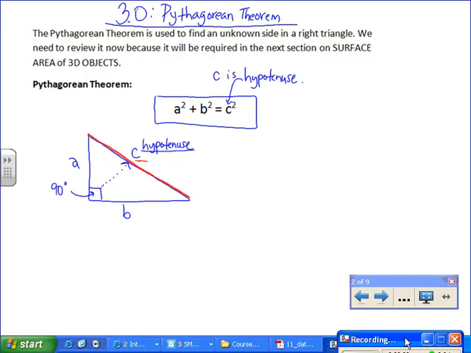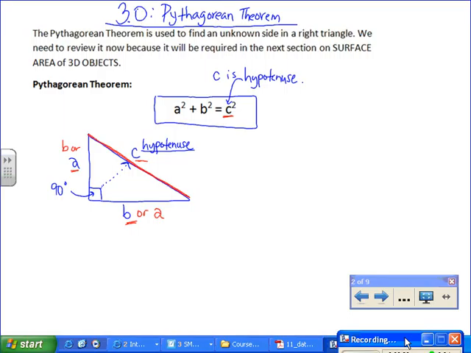Now, A and B, it does not matter how you label them. This side over here could be A or B. This other side could be A or B. It really doesn't matter there. All that matters when you use Pythagorean theorem is that you correctly label the hypotenuse and you ensure that that's your C value when you use the formula.